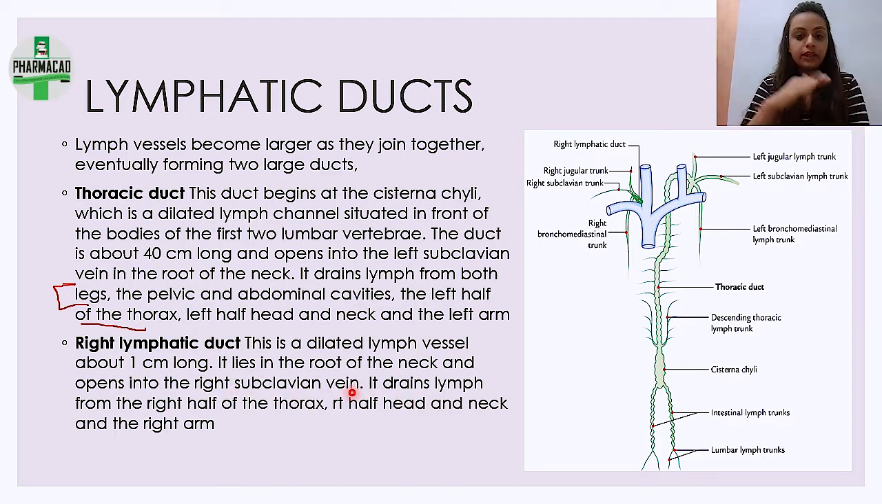That one opened on the left, this one opened on the right. Again, it drains the lymph of that whole area and puts it into the vein, then the vein will put it into the right atrium and it will go back into the whole circulation. It drains lymph from right half of the thorax, head and neck, and the right arm.